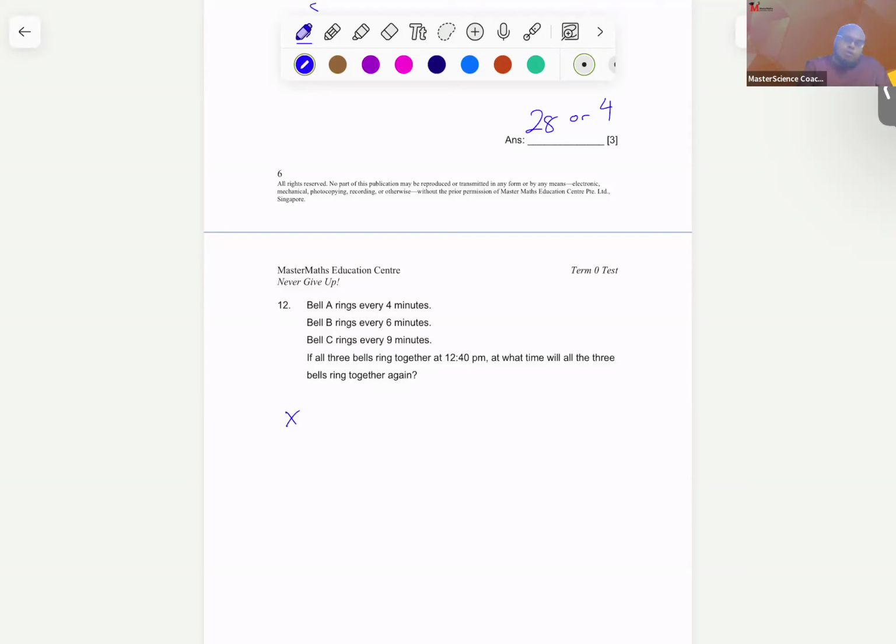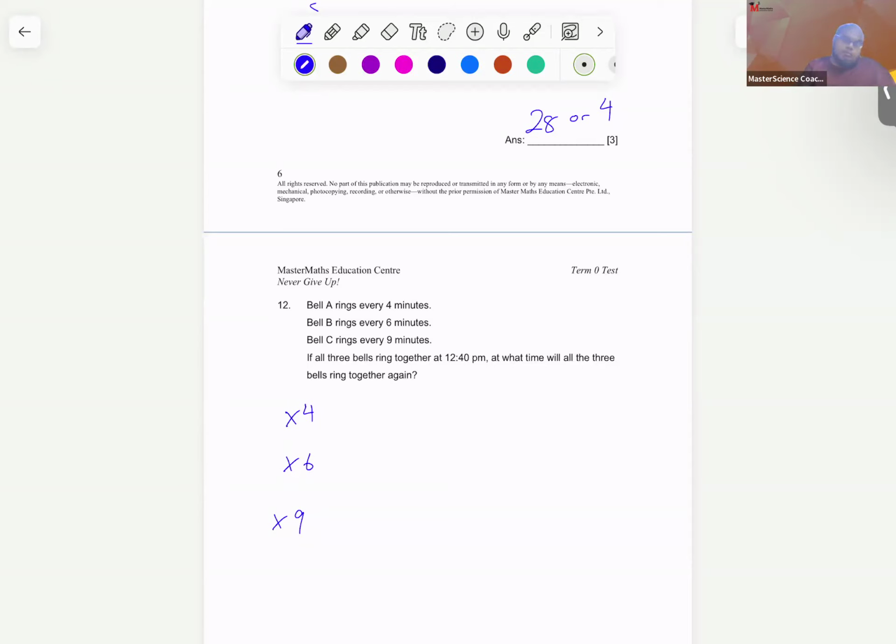So, multiple of 4, then the other one is multiple of 6, then the other one multiple of 9. If they want the time when they ring together again, what kind of multiple do we look for? Common multiple, lowest common multiple, which one? Common multiple or the lowest common multiple, okay?